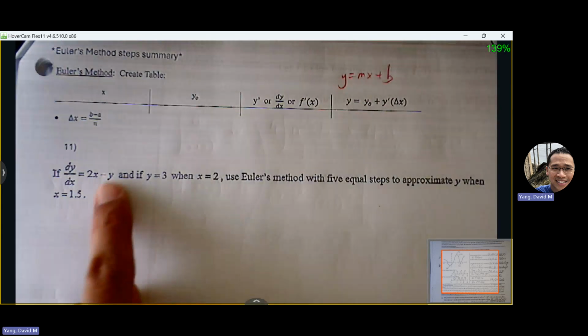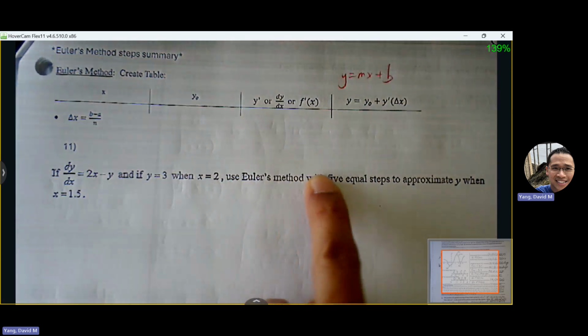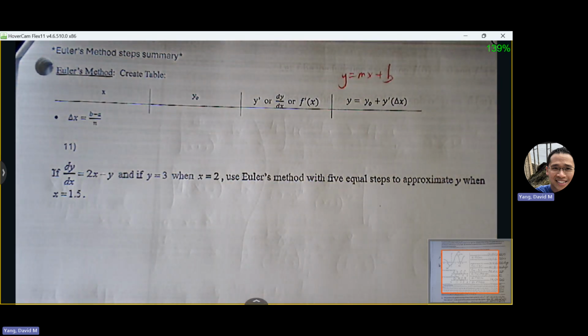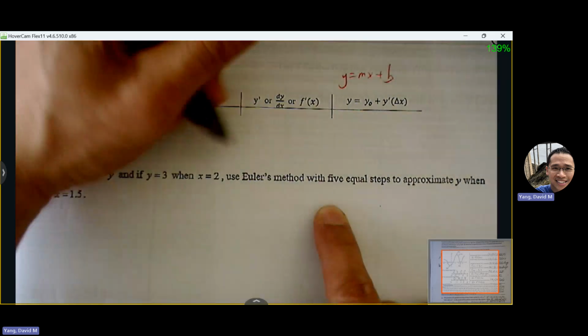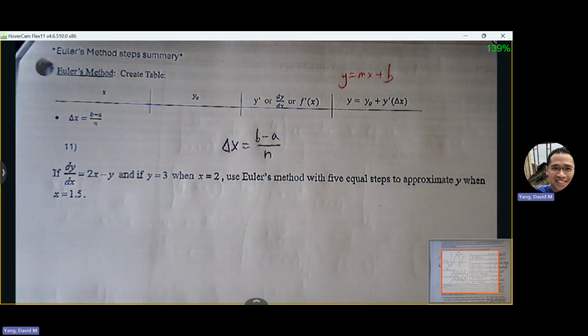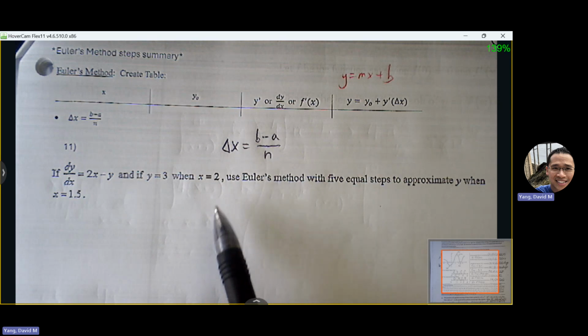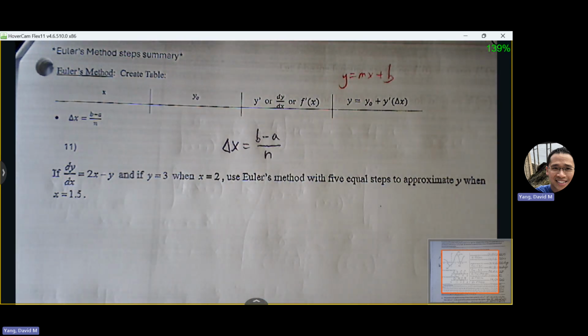Number one says if dy dx is 2x minus y, and if y equals 3 when x equals 2, use Euler's method with 5 equal steps to approximate y when x equals 1.5. We also need to figure out delta x, because delta x is b minus a over n. I remember this issue on the quiz where we have to be careful about our delta x. Sometimes it ends up being positive, sometimes negative, depending on which direction we're going. If we're starting with a higher number and ending with a lower number, we should expect delta x to be negative.